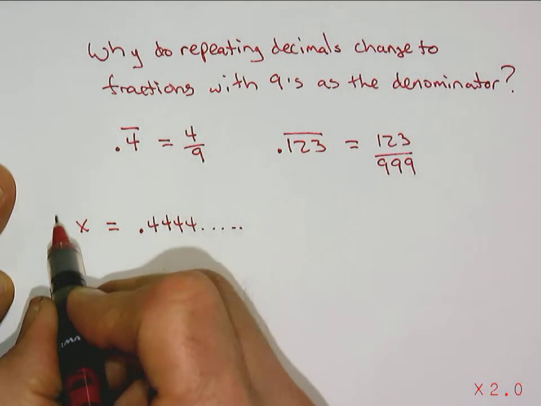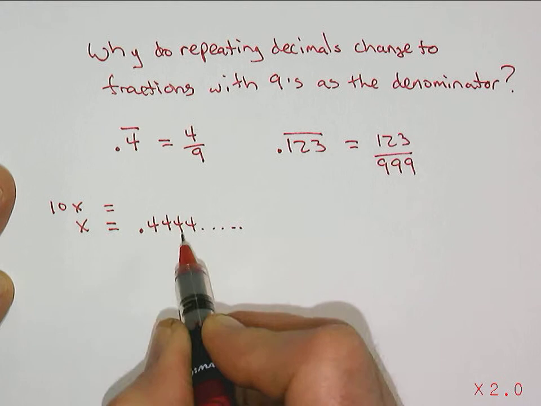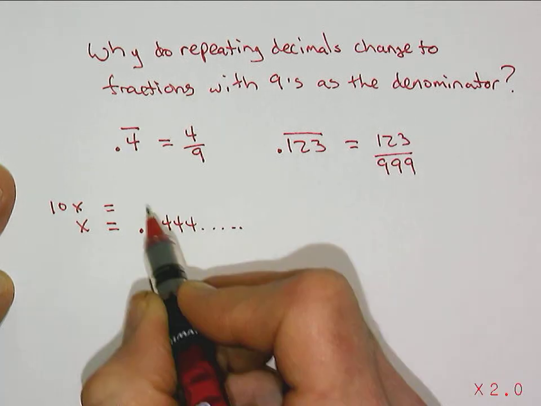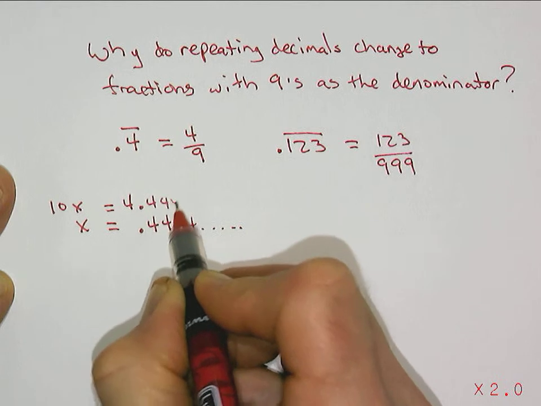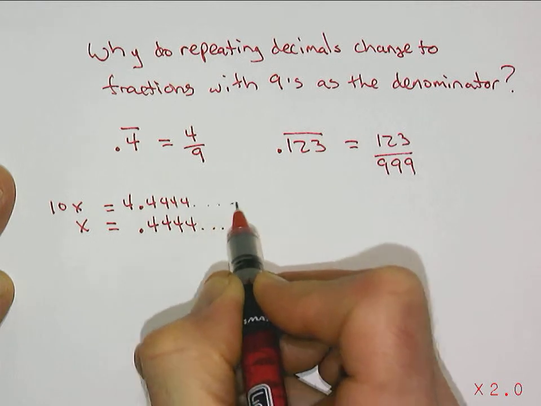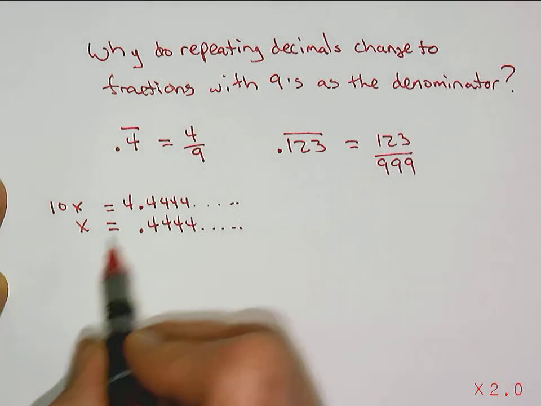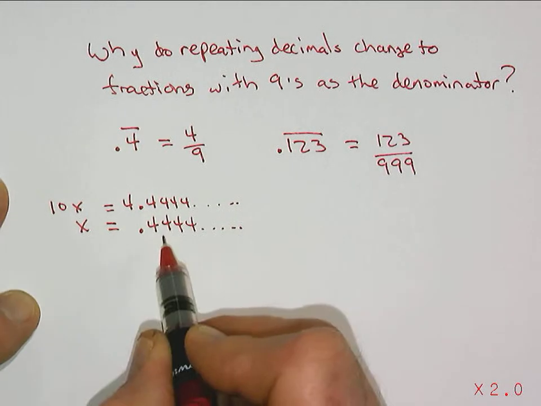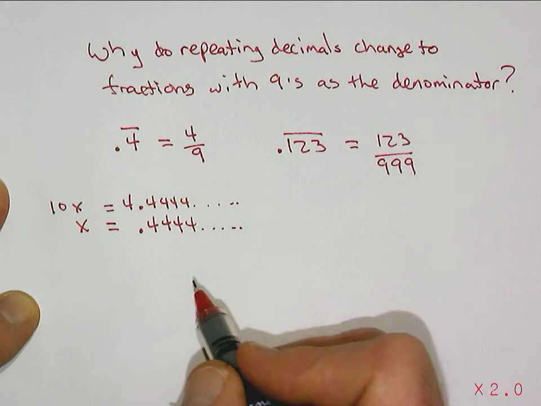If I take 10 times that amount, in other words, if I multiply 0.4 repeating times 10, then I'll get 4.4, and then those 4s will just keep repeating just like they did up there. So this is 0.4 repeating. This is 10 times as much, so 4.4, and that repeats forever.